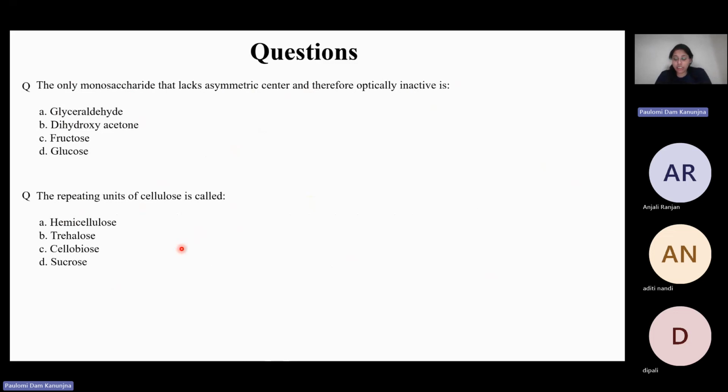So these are again about monosaccharides. So you have four monosaccharides. Which one lacks an asymmetrical center, and the repeating unit of cellulose is called what?